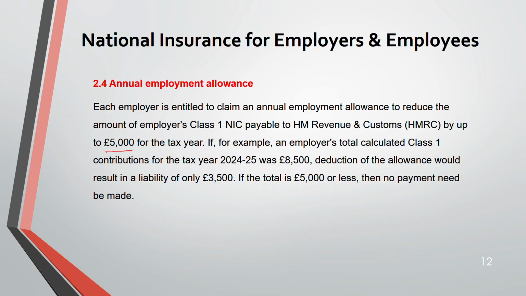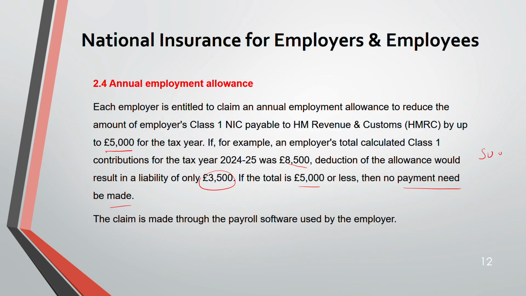For example, let's say the total contribution of an employer is 8,500. This 8,500 you can further reduce by 5,000. So now your liability is only 3,500. But remember, if your contribution was 5,000 or less, no payment needs to be made. The entire thing is zero because your allowance is 5,000. It will be covered by the allowance. Now, this claim is made through the payroll software used by the employer.